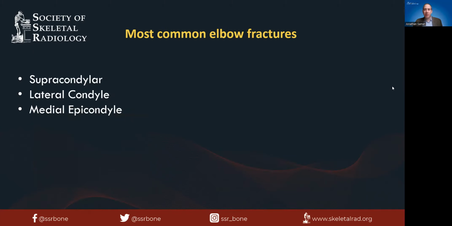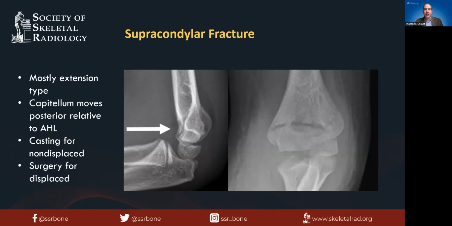The most common elbow fractures we see are supracondylar, lateral condyle, and medial epicondyle. Supracondylar fractures are mostly hyperextension type, and therefore, when looking at a lateral film, the capitellum is going to move in the posterior direction relative to that anterior humeral line. And in fact, if the anterior humeral line is completely anterior to the capitellum, then that is often a deciding factor for orthopedists when determining if a patient needs surgery.